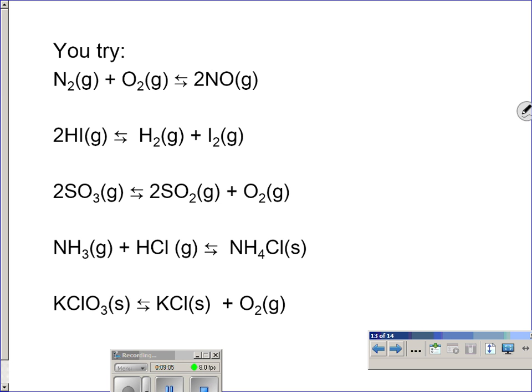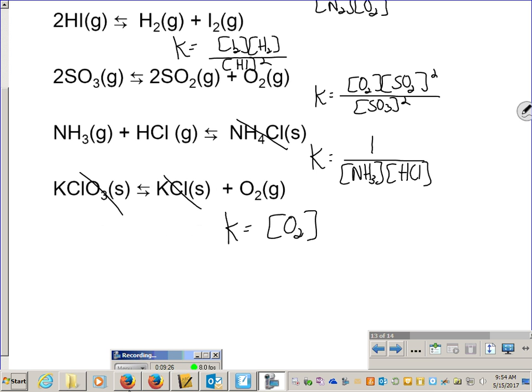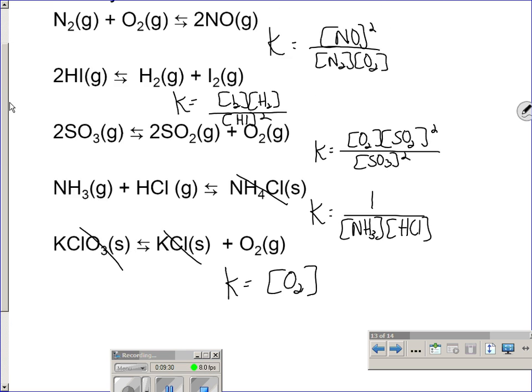So what I'd like you to do is to take a minute, pause the recording, and write the equilibrium constant expressions for the reactions that are presented here. I'm sorry about the arrows. That really bothers me that they're reversed. You might want to redraw them. Okay, please check your work.